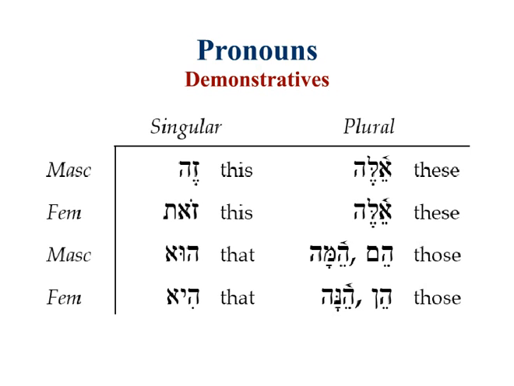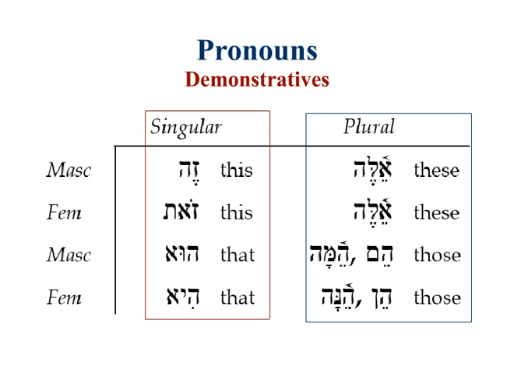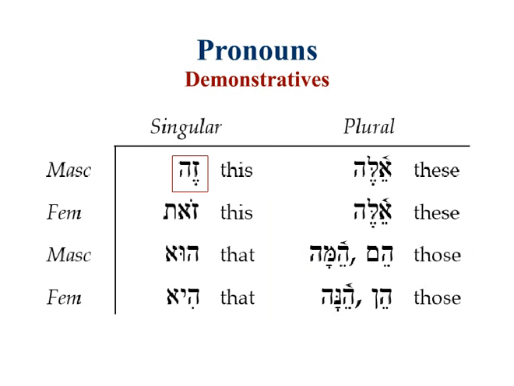Once again, we have laid this paradigm out in two columns, singular and plural. We will do the singular column first and then the plural. The masculine singular form, this, is pronounced ze. The feminine singular form for this is pronounced zoth. Note that the aleph quiesces in pronunciation.